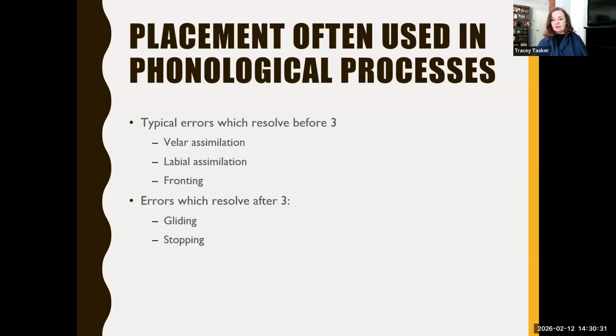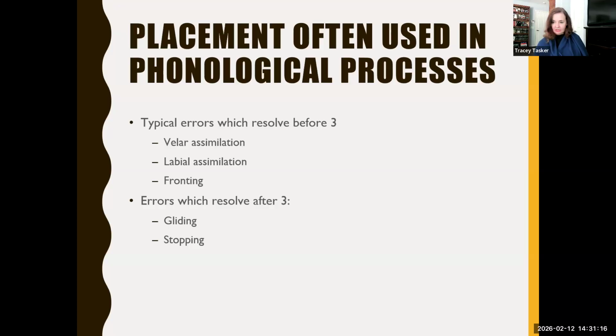So, for example, there are errors called velar assimilation and labial assimilation, where if there's a labial sound in the word, the children will just put another labial sound in. Assimilating meaning that one sound influences another sound in the word. And this typically resolves before children turn 3 years old. Fronting is when they make those back sounds and go too far forward in the front of their mouth. And these are very typical errors that kids make. If they don't resolve, then often that's what we're treating when these kids get to preschool.